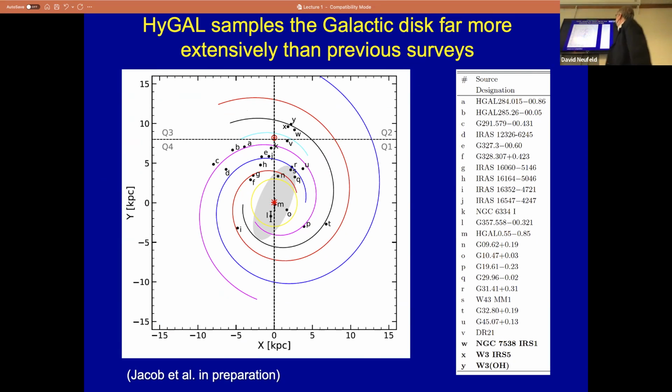But what this will allow us to do is probe many more sightlines throughout the galaxy than had been done with Herschel. So this is the location of the center of the galaxy. This is the sun. And then all these dots are the 25 different sources that we'll be observing. So we should really be able to understand, for example, the cosmic ray ionization rate and how it varies in the galaxy much better than we do today through observations of these molecular ions.